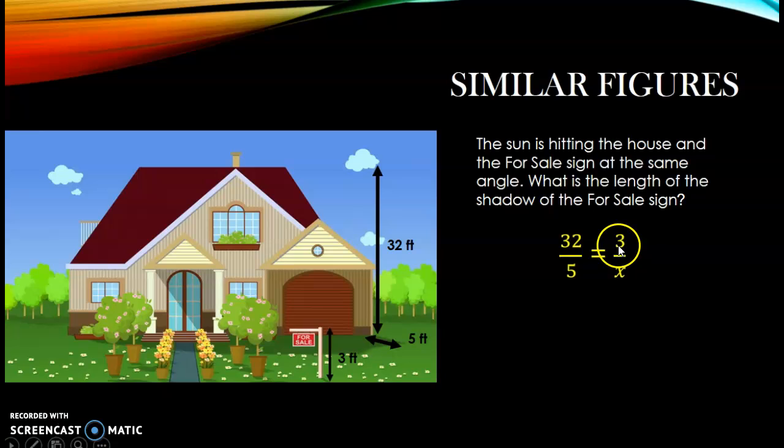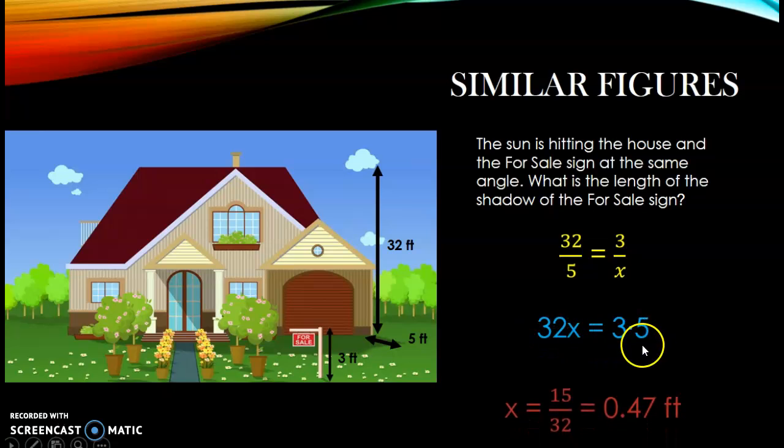Cross multiply 5 times 3, I'll write it down. And then cross multiply 32 times x, I write it down. Now looking at it, there are no parentheses, so this should be an easy one-stepper. Just divide by whatever's multiplying my variable. So divide by 32 here, divide by 32 here, and I get x equals 15 over 32, which breaks down, when I round it to the nearest hundredth, to 0.47 feet. Also remember, if you're rounding to the nearest hundredth, that's 2 decimal places, guys.